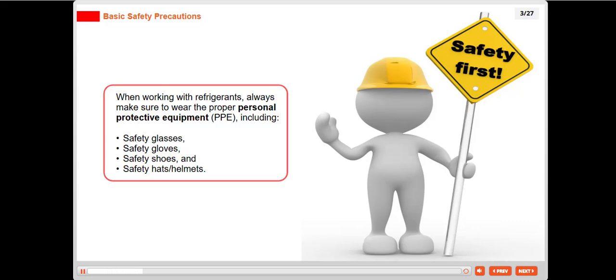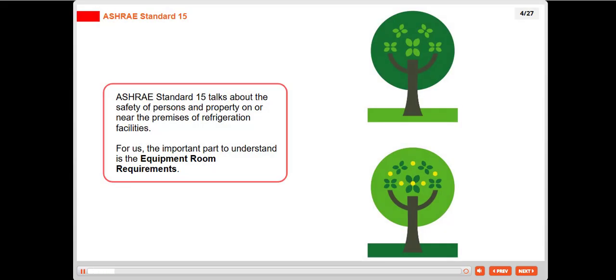When working with refrigerants, always make sure to wear the proper personal protective equipment, including safety glasses, safety gloves, safety shoes, and safety hats or helmets. ASHRAE Standard 15 talks about the safety of persons and property on or near the premises of refrigeration facilities. For us, the important part to understand is the equipment room requirements.